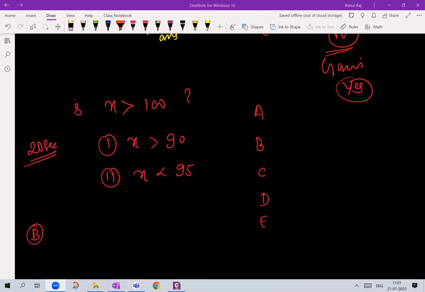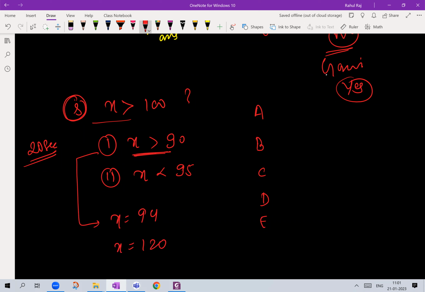So it's pretty simple, guys. Dekho, what exactly is the purpose of solving any "is" type data sufficiency question? It should be very clear from here. Option number 1 says that X is greater than 90. If X is greater than 90, X can be 94. X can be 120, right? Any doubt? Is X greater than 100? Option 1 says X is greater than 90. X can be 94, which is not greater than 100.